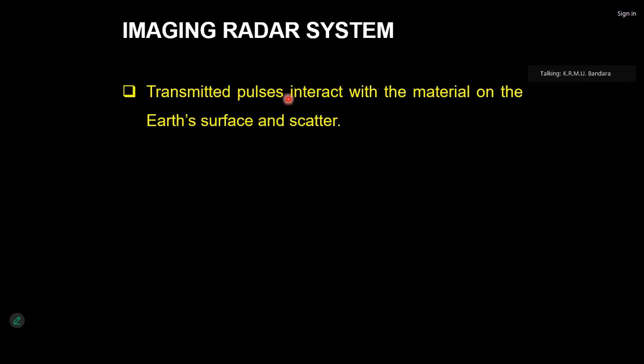Transmitted pulses interact with the material on the ground and scatter. Pulses come to the ground, interact with the ground and scatter in different directions. Sometimes some part can be absorbed as well. That depends on the ground material.